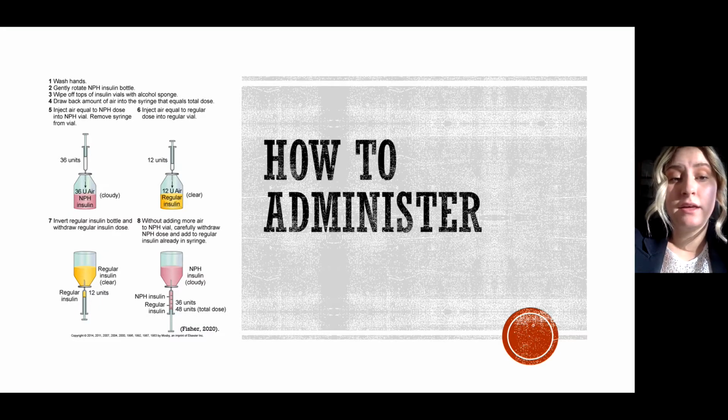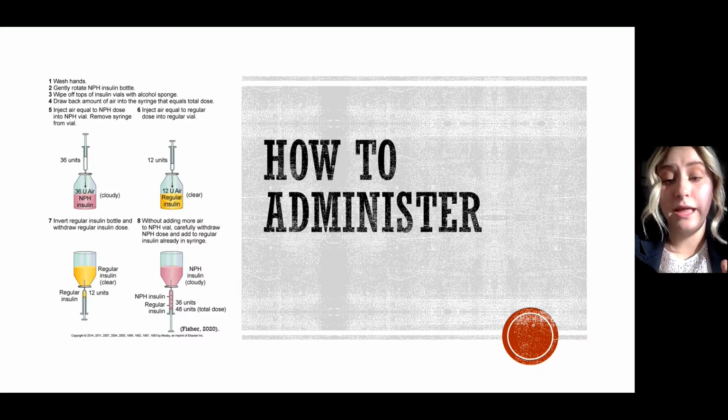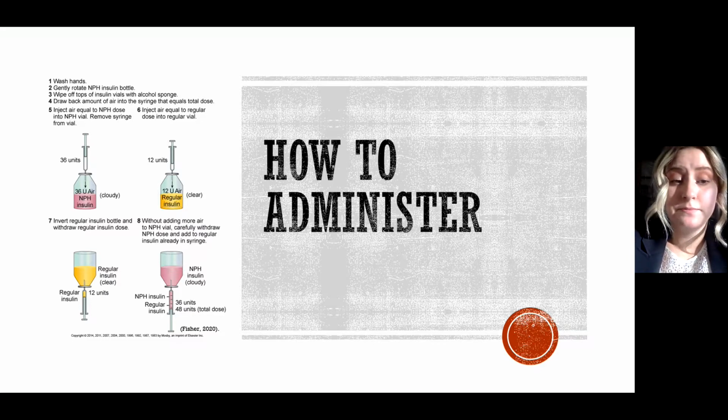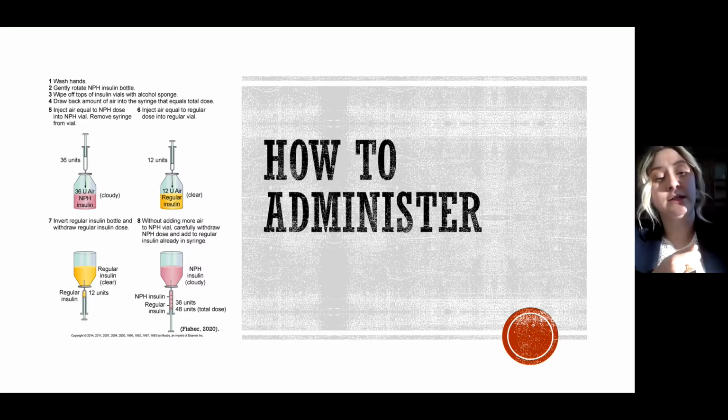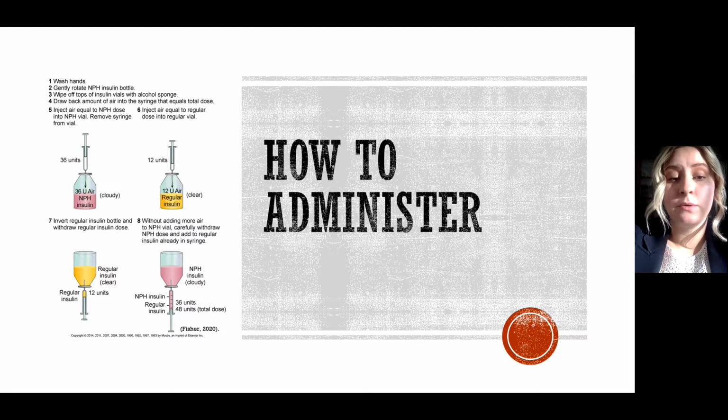Remove the syringe from the vial, and then we're going to inject into the regular vial, right? So we're going to go cloudy to clear, cloudy to clear. It's very important. So after we inject the air into the regular vial, we're going to invert the insulin bottle and withdraw the regular insulin dose. And then without adding any air into the NPH vial, we're going to carefully withdraw the dose and add it to the regular insulin that's already in the syringe.